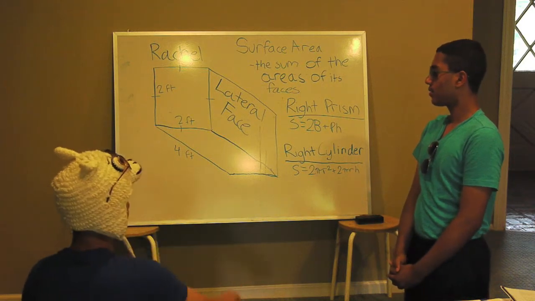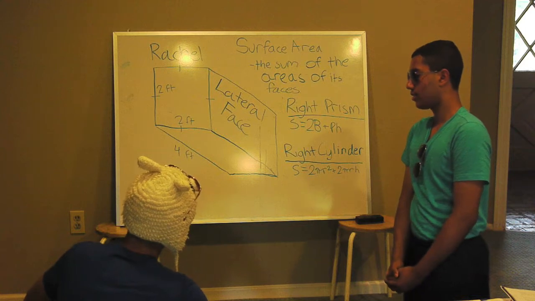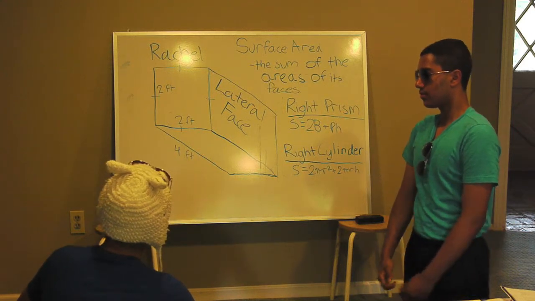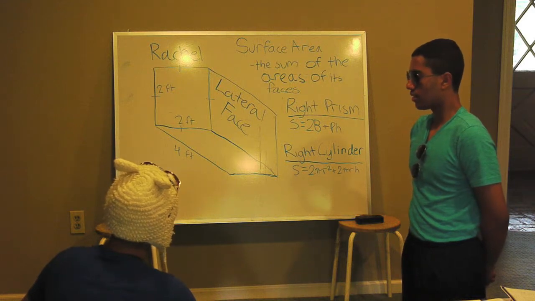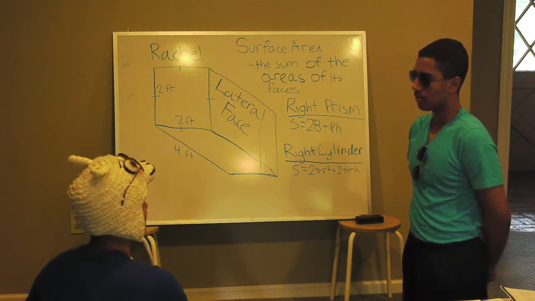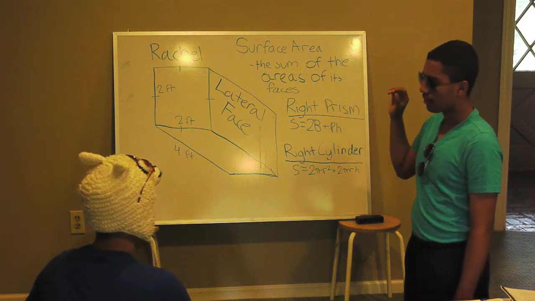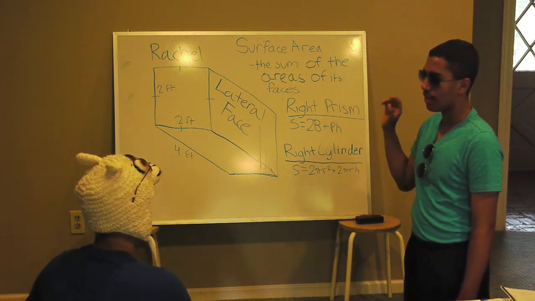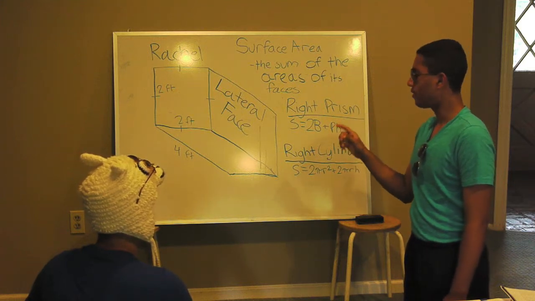Are we going to do it for Rackle? Yes. Well, for the 2 times the area of the base, that'd be 8 feet, plus the perimeter times the height, which would be 4 times 4, which is 16, and 8 plus 16 equals 24 feet. Sorry, sir, but that is incorrect. The unit used to find surface area is units squared. So the right answer would be 24 feet squared.